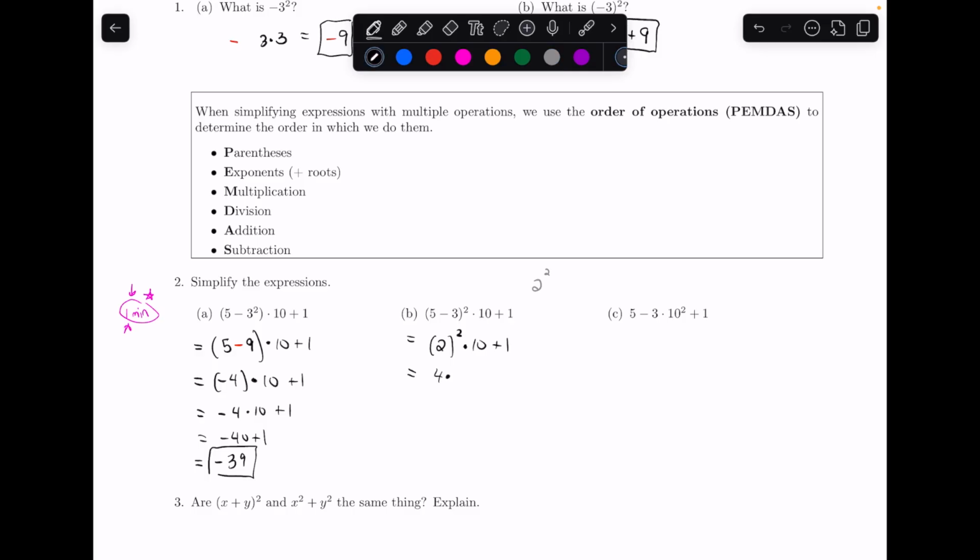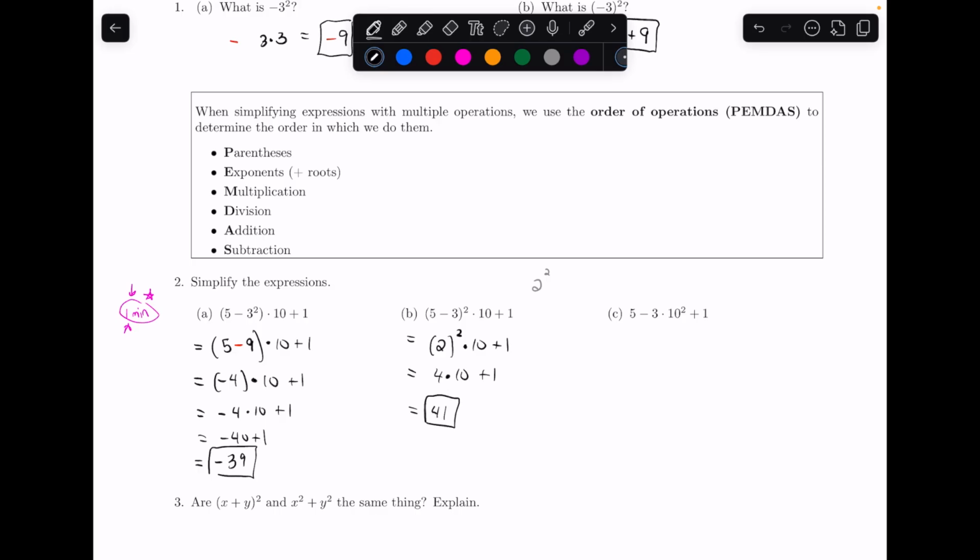4 times 10 plus 1. Multiplication happens before addition, so I'm going to do 2 steps in 1. 4 times 10, that's 40. And then add 1, and I'll get 41. All right, I'm going to trust that we can do those 2 at the same time.